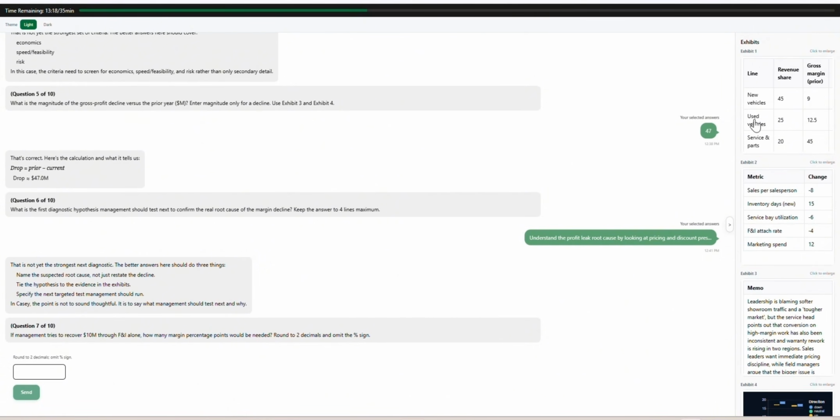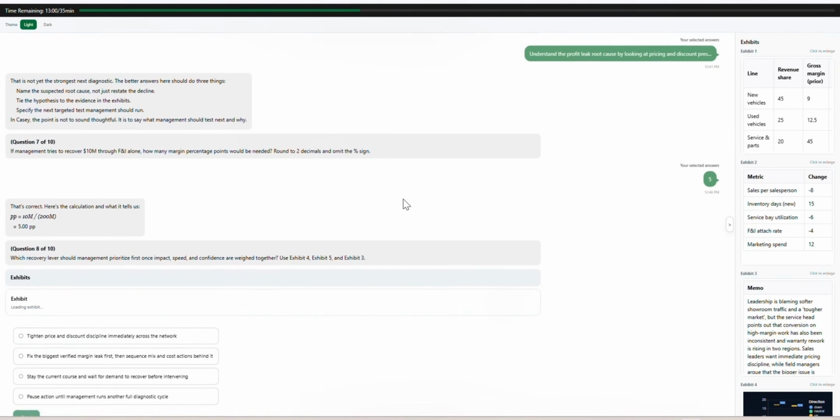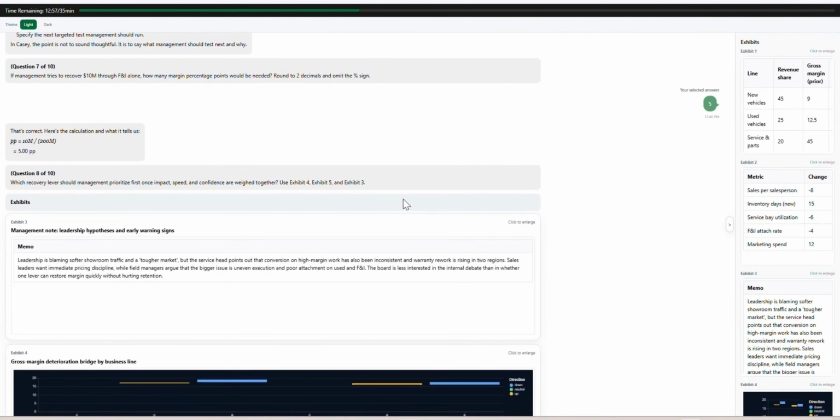And that's very simple math. 10 million divided by 200 million is equal to 5 percentage points. And that gives us the answer of 5. Now, the question did ask us to round to 2 decimals, which means our answer will be 5.00. And that's it.